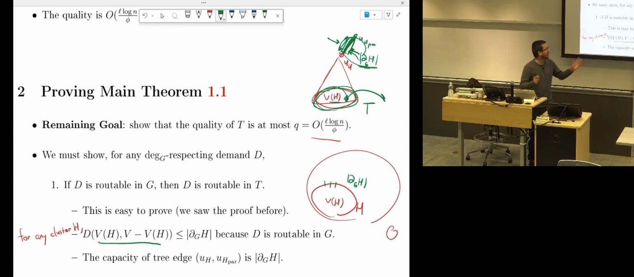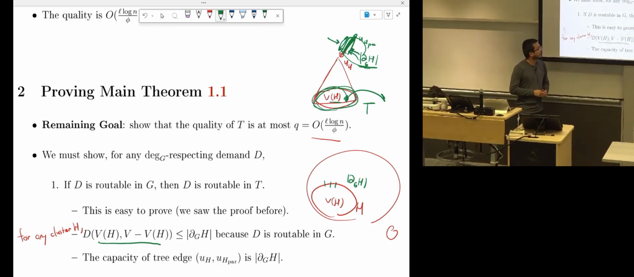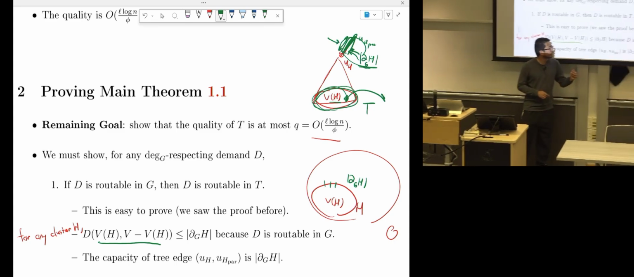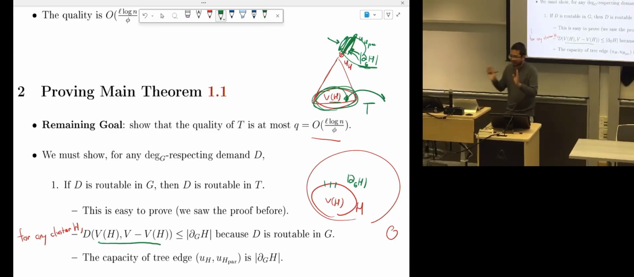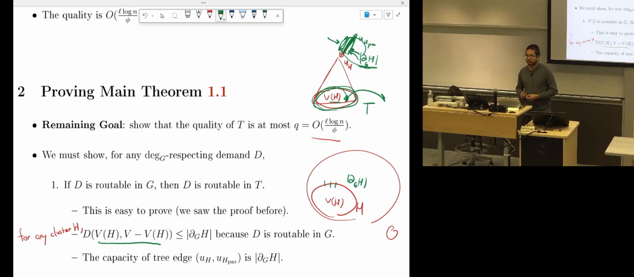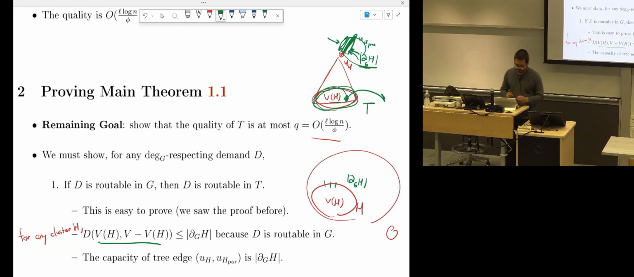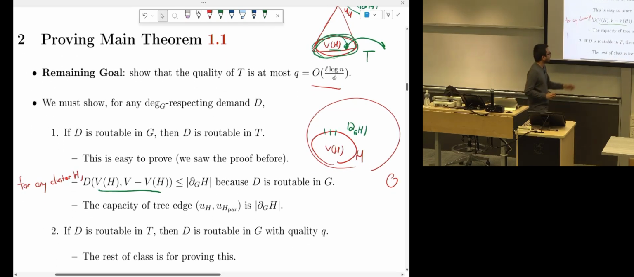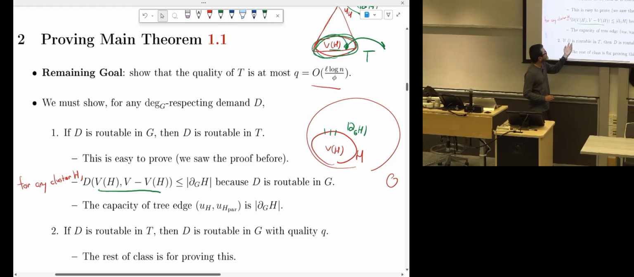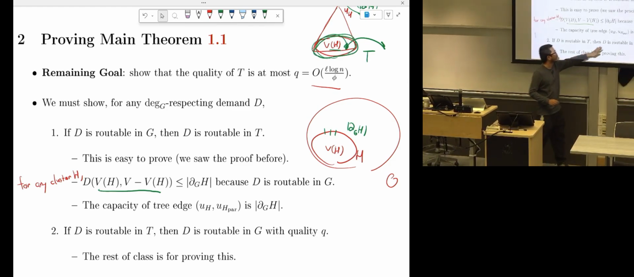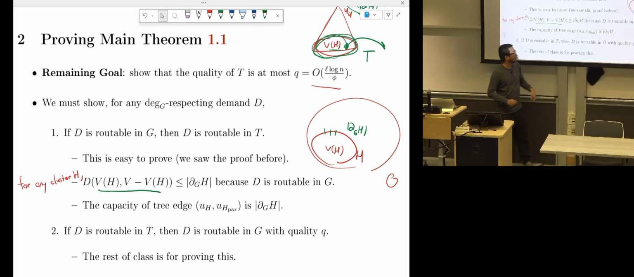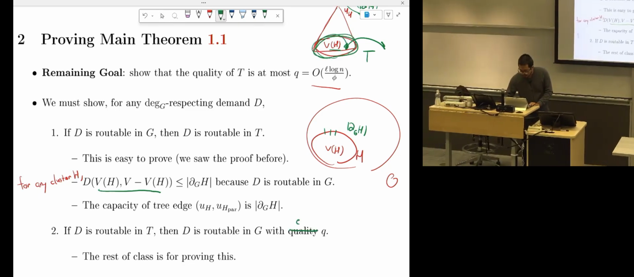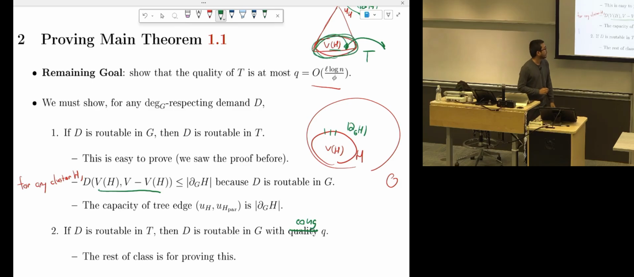So we saw this kind of proof before already. I claim that the congestion on the tree is at most 1. So the goal is actually then here: if there is a demand that is routable in T, then we try to route it in G with congestion Q. So the rest of the class is for proving this one.